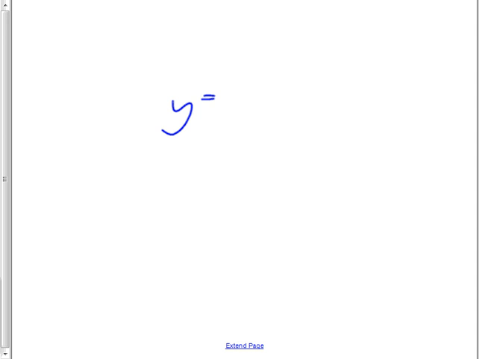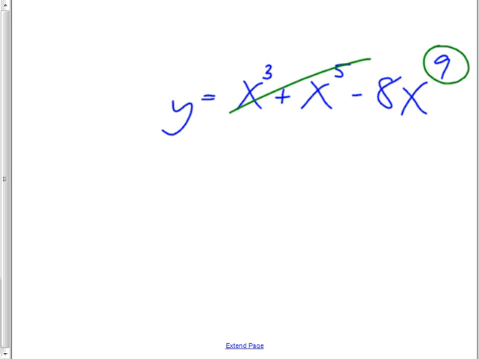Nope. It's the bigger one wins. So if this has got an x to the 3rd, and an x to the 5th, and an 8x to the 9th, I just look for the biggest one, and the biggest one wins, and these don't matter. And now I say lead coefficient's negative. It's -8, so it's negative, so it's a sad ending.